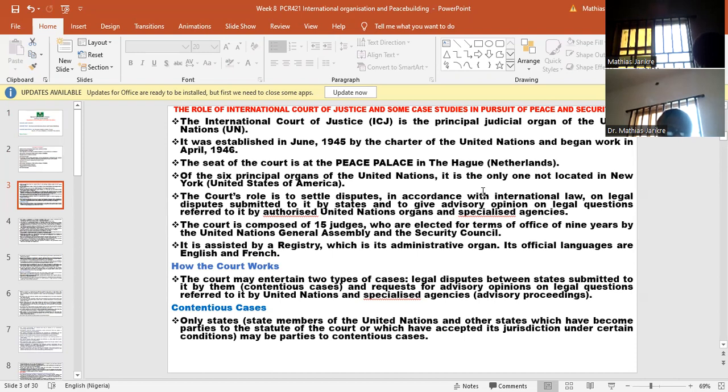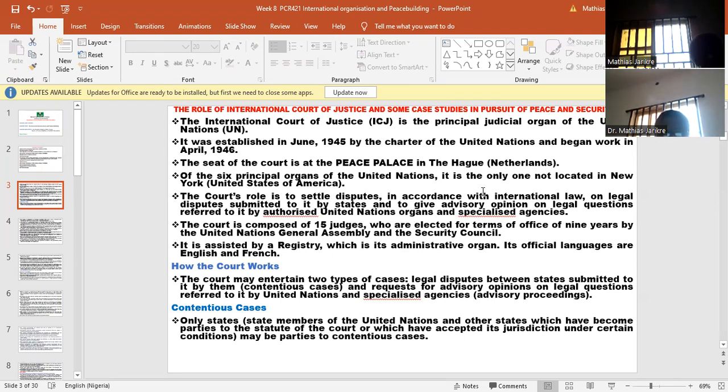The court is composed of 15 judges who are elected for terms of office of 9 years by the United Nations General Assembly and the Security Council. It is assisted by a registry, which is its administrative organ. Its official languages are English and French.